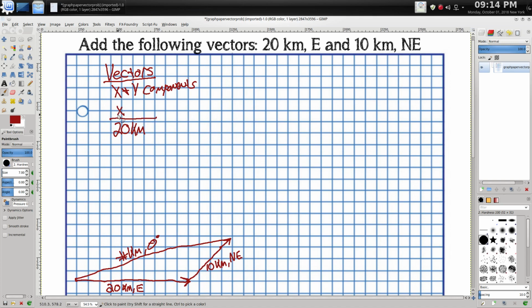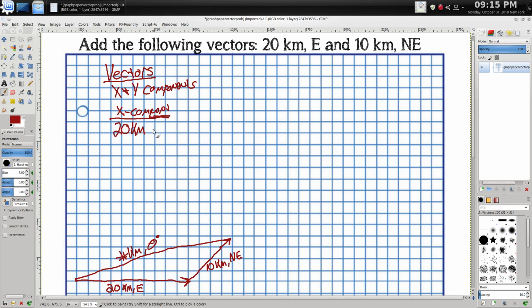Now, we just cannot just say that 20 is the answer, because a component has to have an angle associated with it. So what we have here then is we have 20 kilometers, and then we need to assign an angle to it.